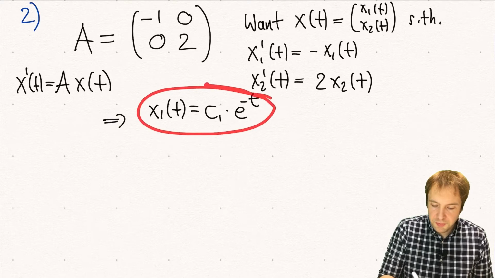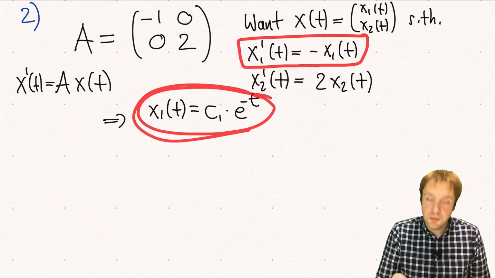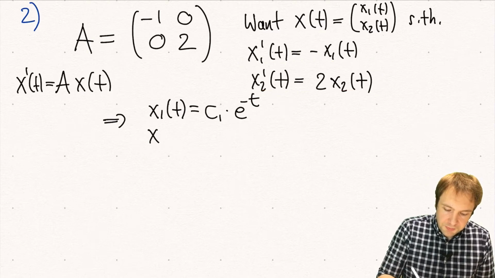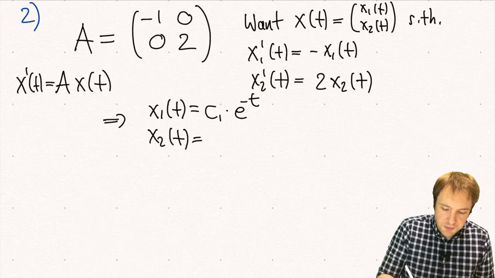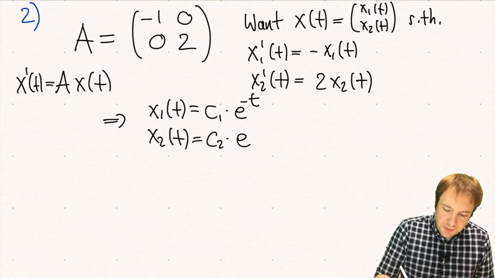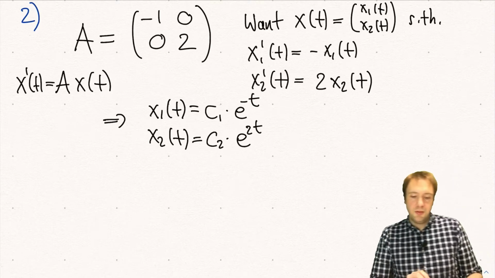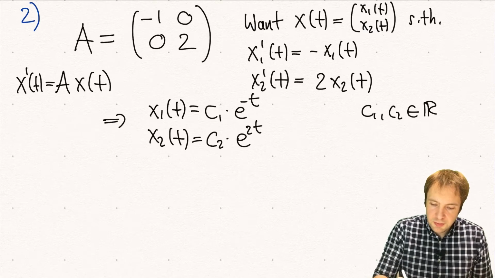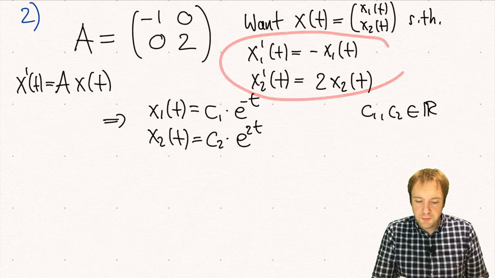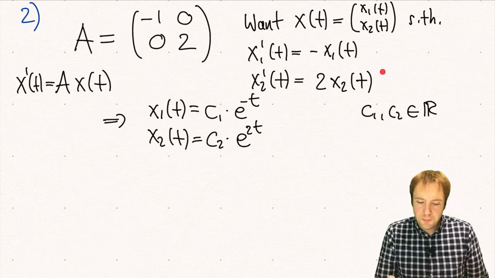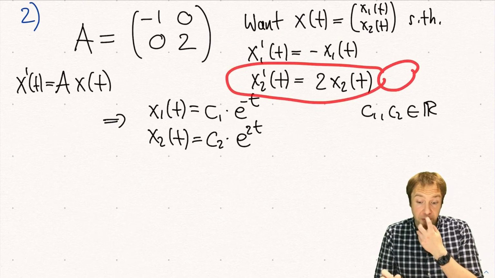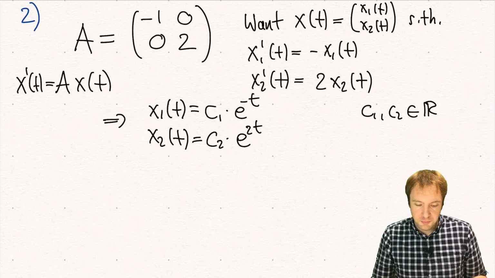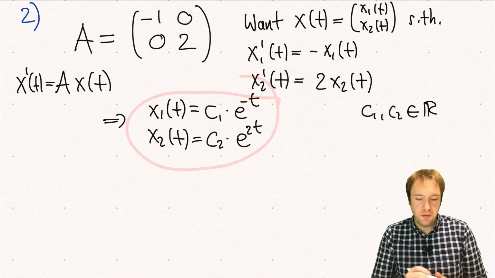This family of functions is the only solution to this equation here, and the only solution to this equation here is that x2 of t needs to be some constant times e to the 2t, where c1 and c2 are some constants. This was possible because in the first equation we don't have anything with x2, and in the second equation we don't have anything with x1. So both of these are just the one-dimensional case we did before.